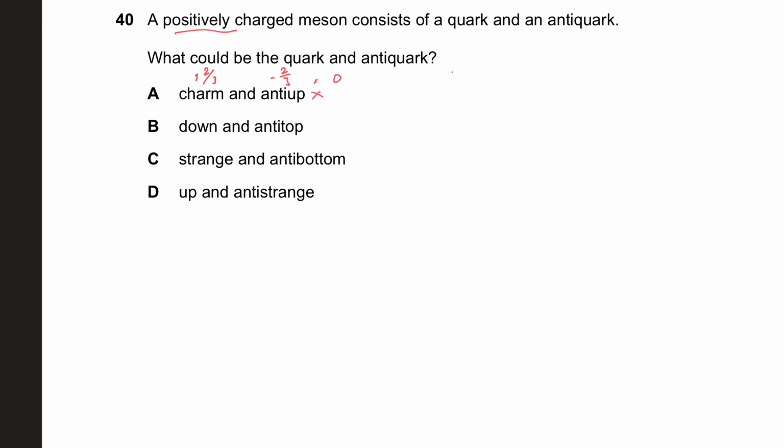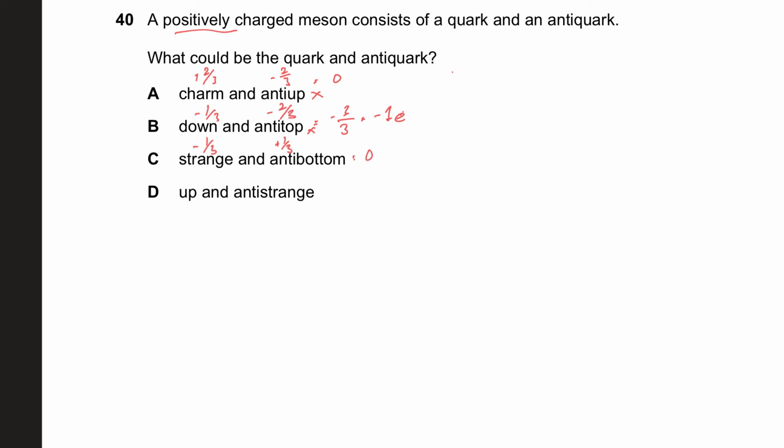So A is incorrect. Down quark: a down quark has a charge of -1/3. And an anti-top: a top quark has a charge of +2/3, so an antiquark will have a charge of -2/3. Once again, -3/3, so -1e. So not positively charged. B is incorrect. Strange and anti-bottom: a strange quark has a charge of -1/3, and a bottom quark has a charge of -1/3, so an anti-bottom will have a charge of +1/3.